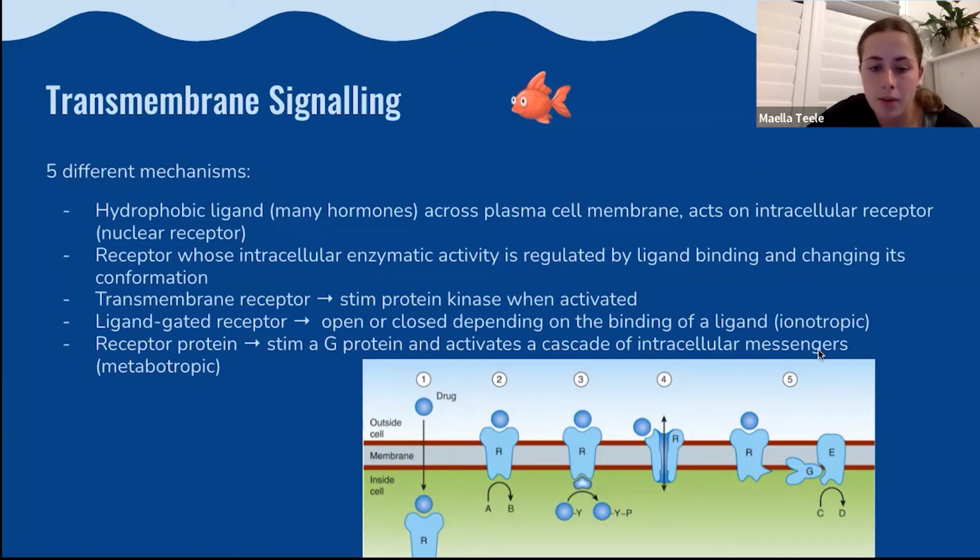And then finally, we have a receptor protein. The receptor protein stimulates a G protein and then activates a lot of different intracellular messages. So you see the ligand's bound to the receptor there, and the G protein has then bound to another protein. The G protein is kind of a messenger from the protein to the next protein, if that makes sense.